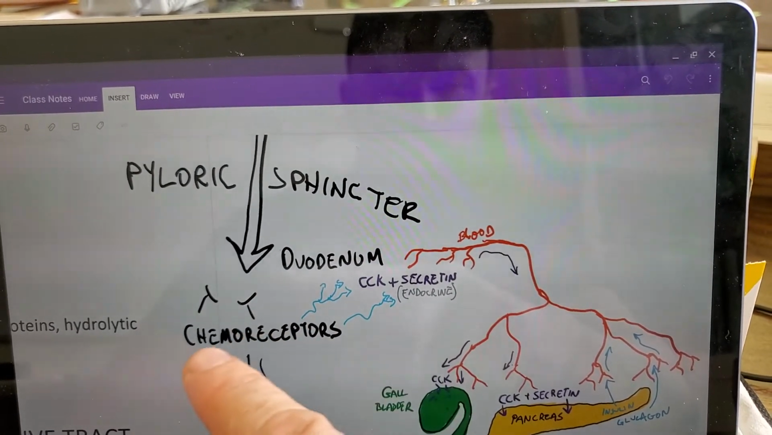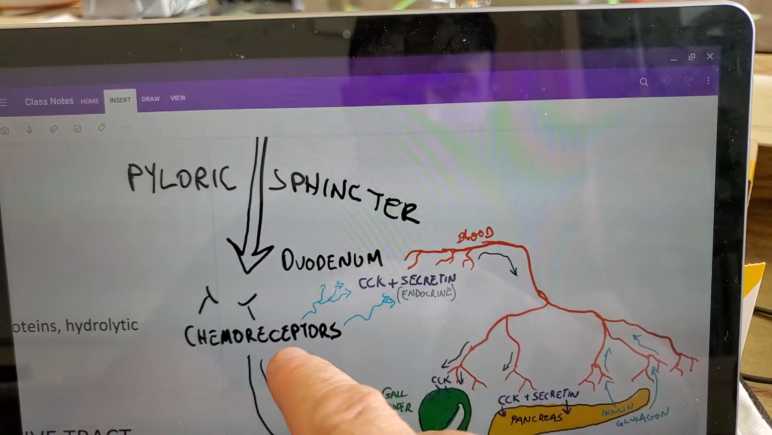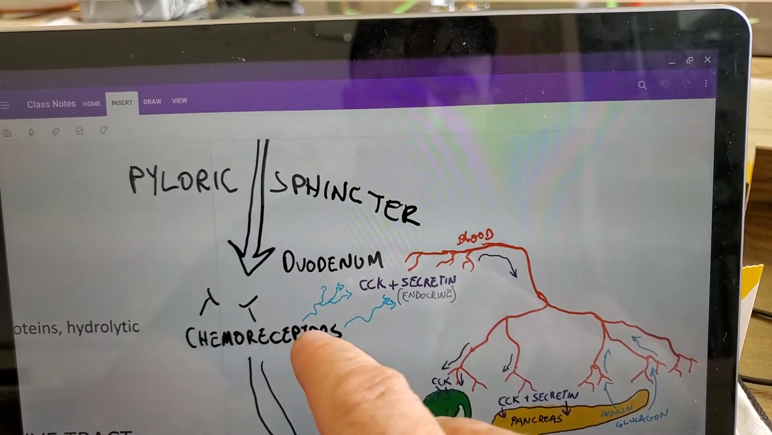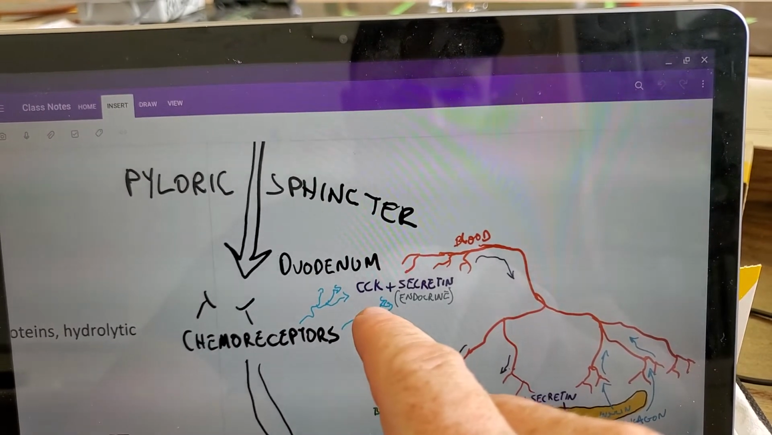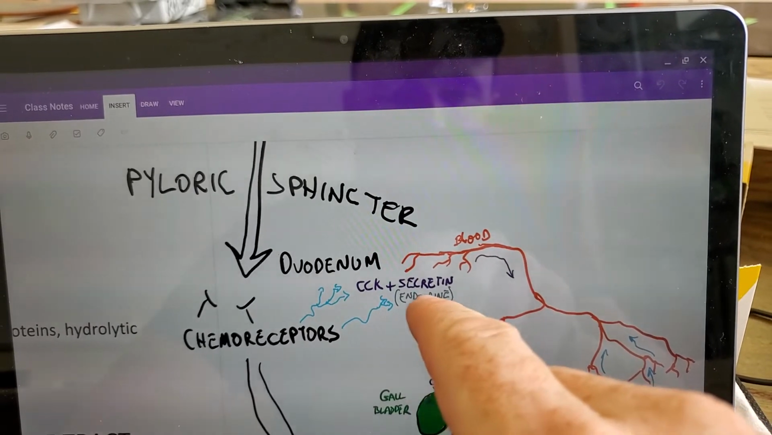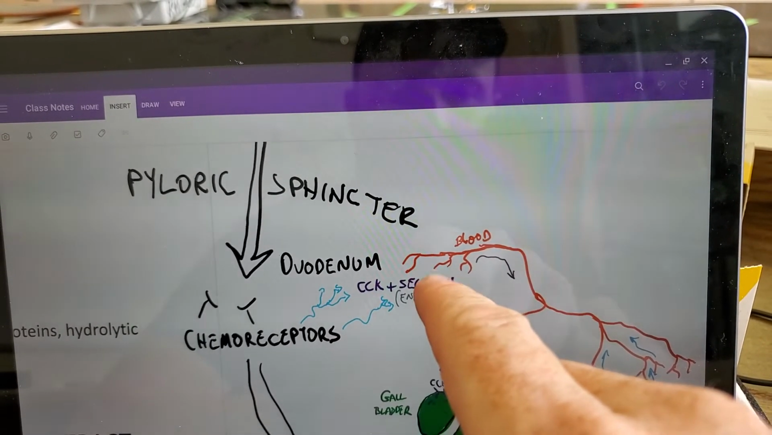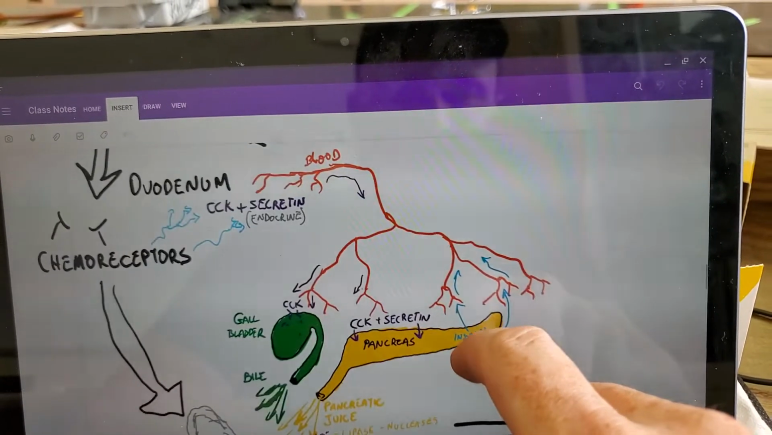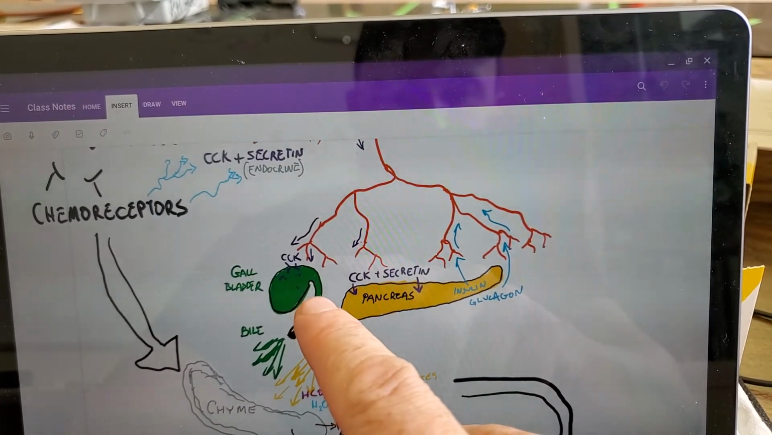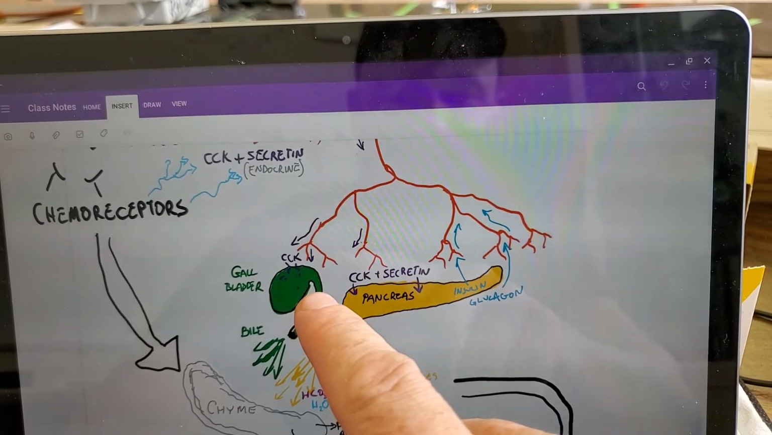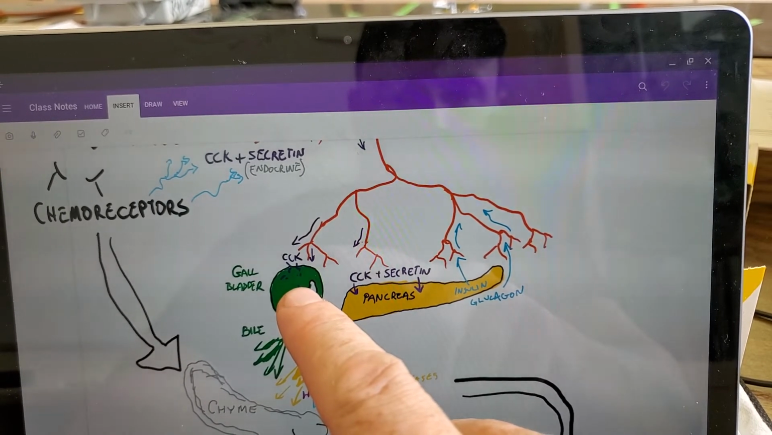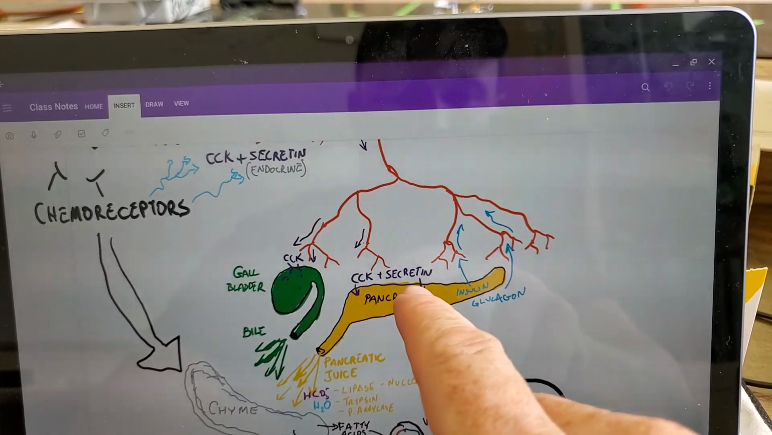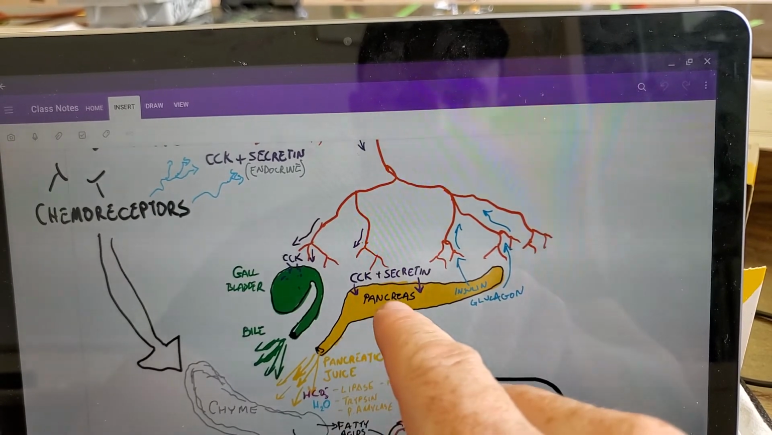It's acidic, so it triggers chemoreceptors in the lining of the duodenum, the beginning of the small intestine. These chemoreceptors trigger endocrine glands in the duodenum that secrete the hormones CCK and secretin, which travel through the blood to 2 organs: the gallbladder, which is attached to the liver and full of bile, which was made in the liver, and the pancreas, which sits above the duodenum.